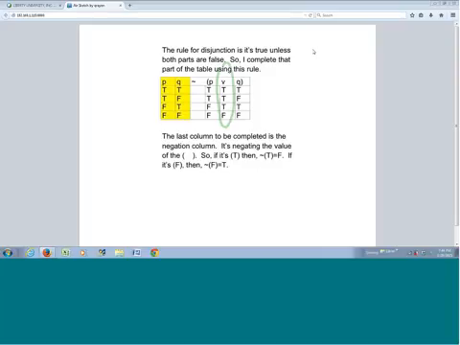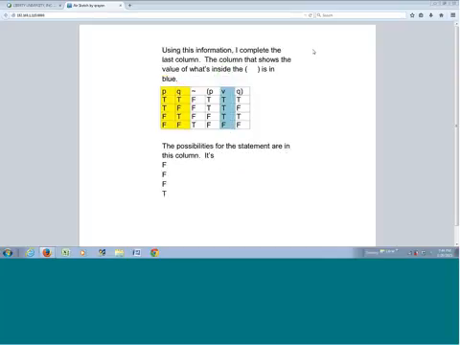And if what's inside the parentheses is true, the negation of true is false, because we have this negation symbol in the front. If what's inside the parentheses is false, the negation of false is true. So we're going to use this information to fill in the last column. So inside the parentheses, the truth value I have highlighted in blue, and then the negation out in front is the opposite of that column.